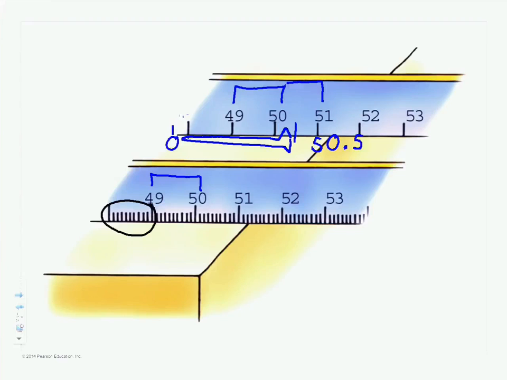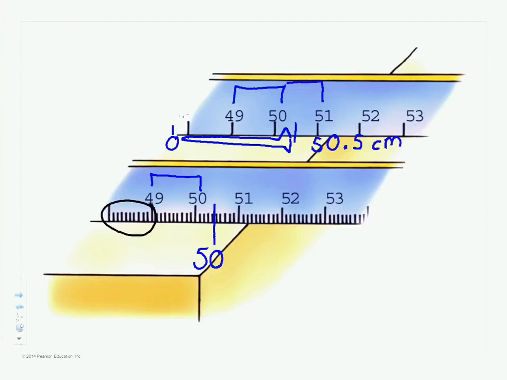That seems like a pretty good number, but we're missing something. What are we missing? That's right, the unit. So let's say this corresponds with centimeters. Now let's do the same thing down below. Let's draw our line here. We know it's between 50 and 51, right? So let's write that number down.